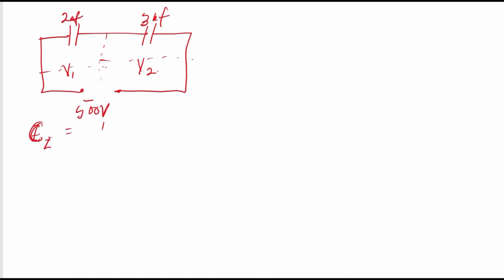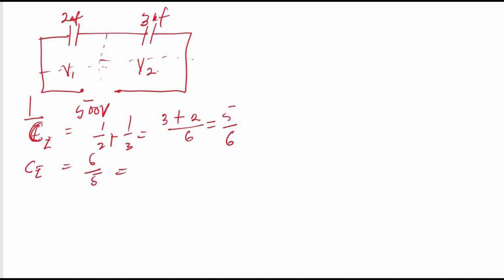That will come from 1 over 2 plus 1 over 3, which will come, here is 6, 2 in 6 is 3, plus 3 in 6 here is 2. That's 1 over CE will be equal to 5 over 6. So CE itself will now come from 6 over 5, which is equal to 1.2 microfarad. That's the total effective capacitance of the circuit.